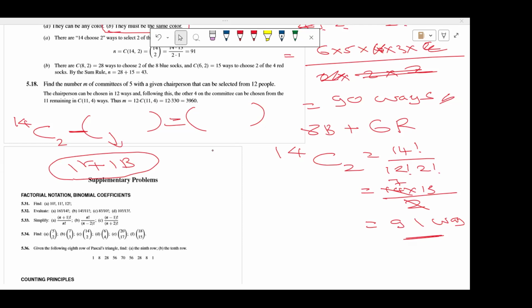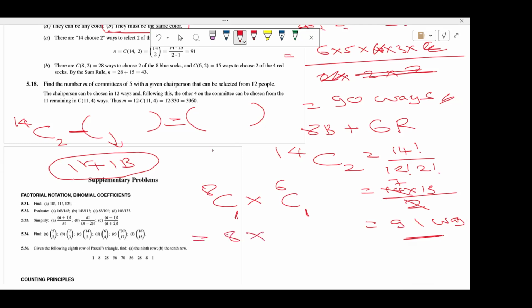If you subtract the value of one blue color and one red color socks options, the remaining are same color socks, right? So how can we find out one blue color sock and one red color sock? Let's say we have 8 blue color socks. From these 8 blue color socks, we need to select one, multiplied by 6 red color socks. We need to take one red color sock. So 8C1 multiplied by 6C1. This is one blue and one red color option, right?